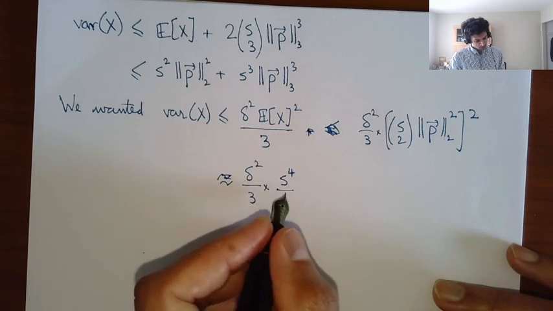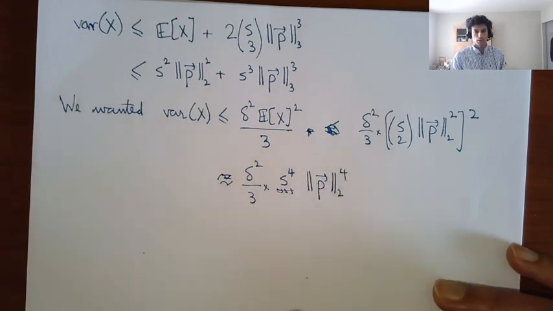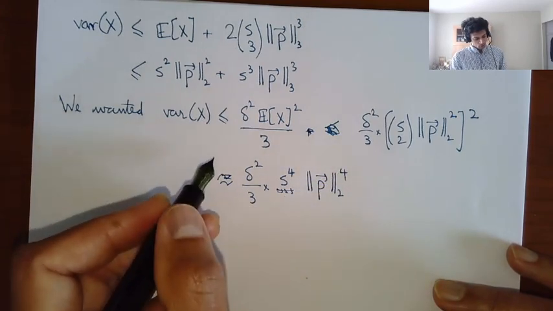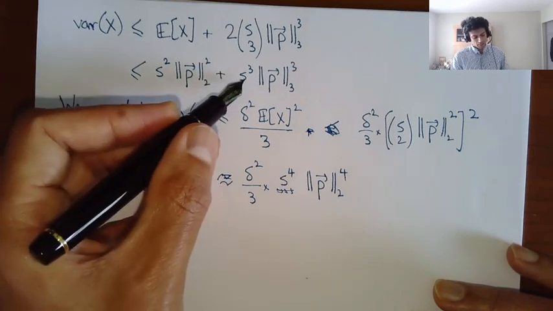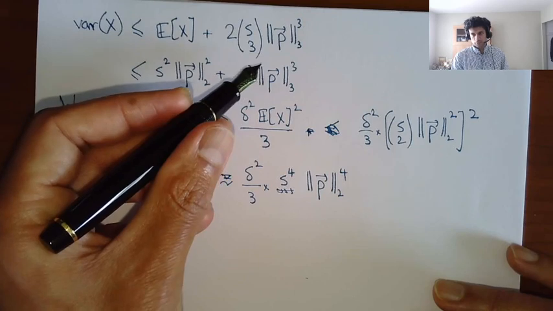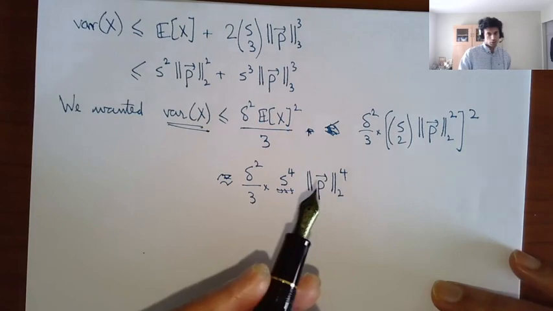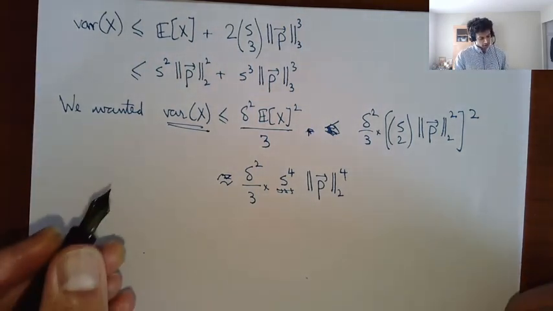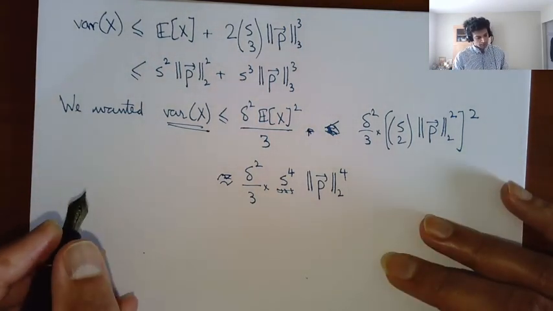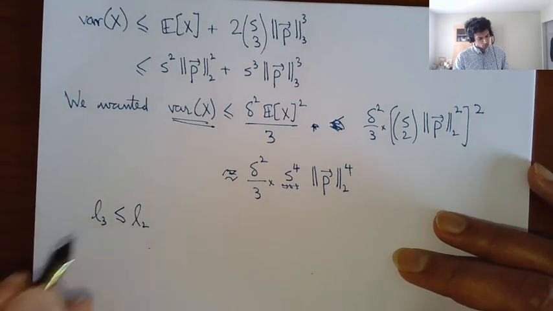Ignoring the constants, the 2 norm to the 4th power. So what we want is for the variance, which is decided by S cubed and the 3 norm cubed, to be less than essentially S to the 4th and the 2 norm to the 4th power. And so a lot of distribution testing is about understanding the relationships between various norms of distributions and manipulating them. And so the key is we'll just use that the L3 norm is at most the L2 norm.